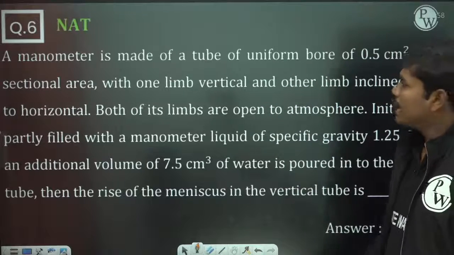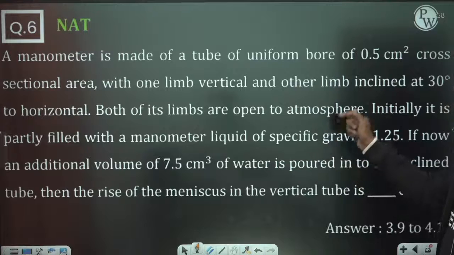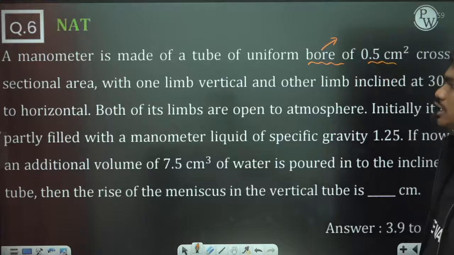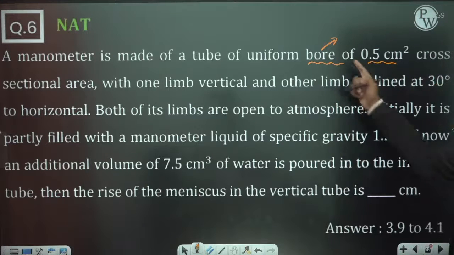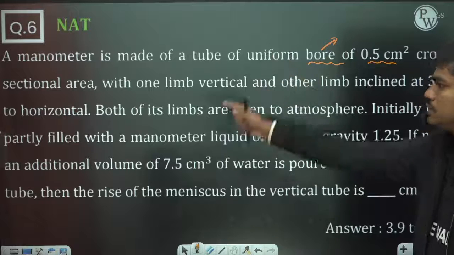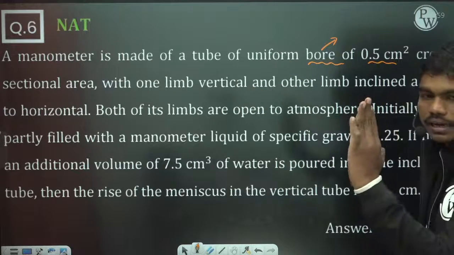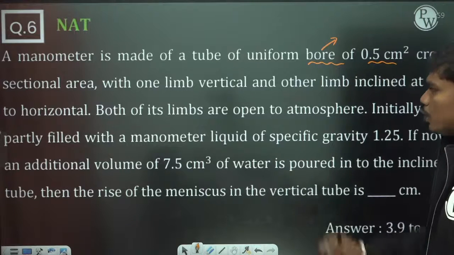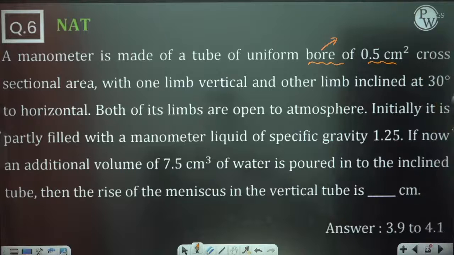A manometer is made of a U tube of uniform bore. Bore means cross sectional area, so uniform bore of 0.5 centimeter square cross sectional area, with one limb vertical and the other limb inclined at 30 degrees to the horizontal. Both the limbs are open to atmosphere. Initially it is partially filled with a manometric liquid of specific gravity 1.25. If now an additional volume of 7.5 centimeter cube of water is poured into the inclined tube, then the rise of meniscus in the left tube is dash.